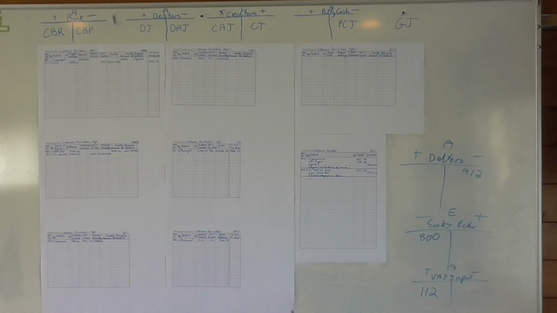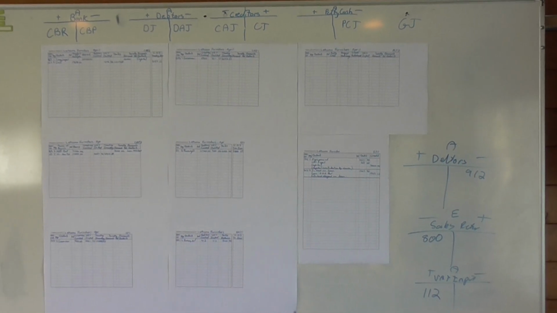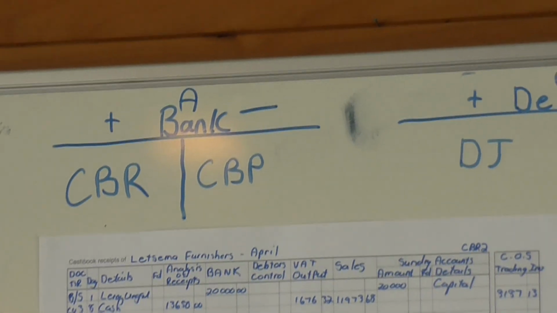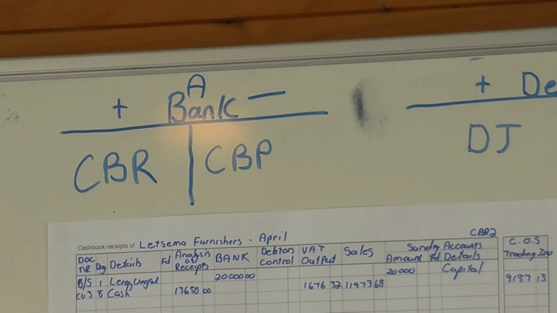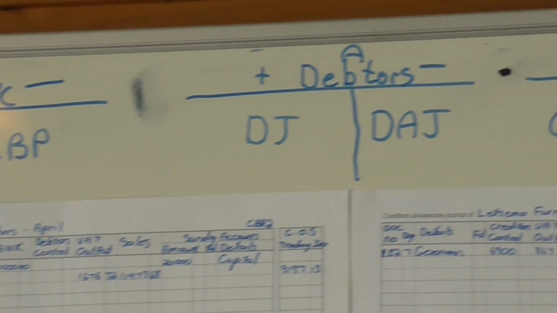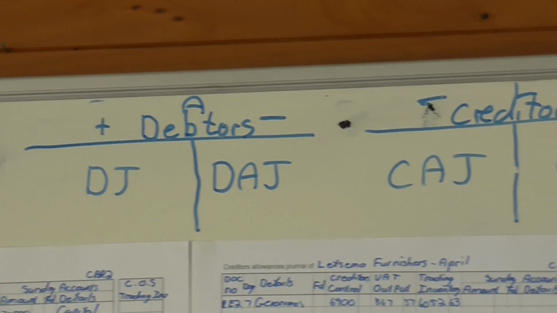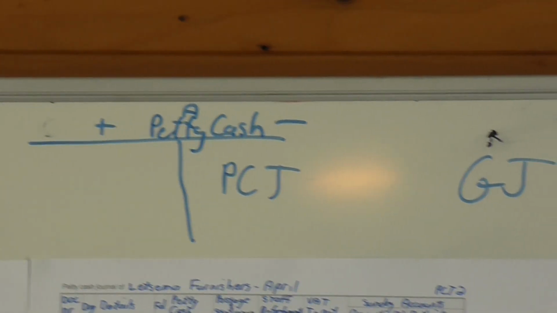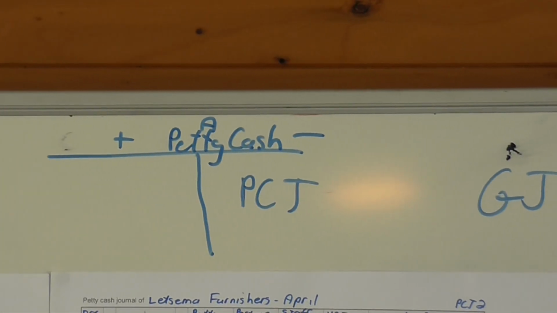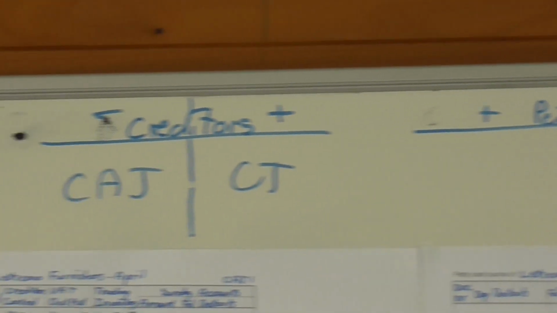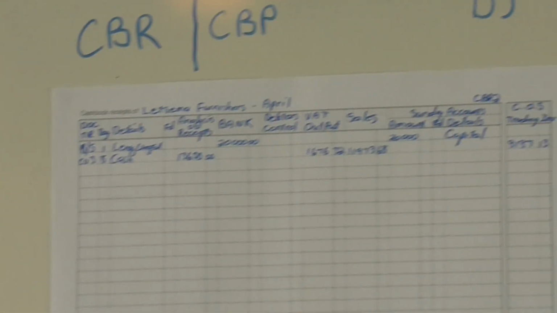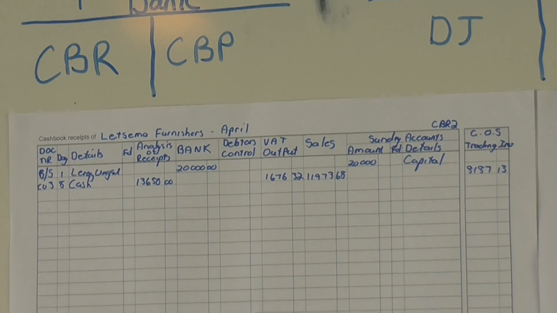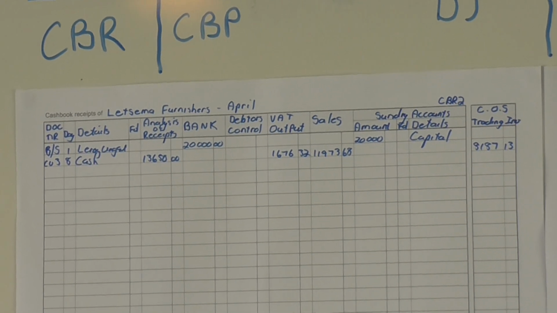I think before I go, I just want to see if, there we go. See, your bank increases, cash book receipt decreases, cash book payments, debtors, creditors, petty cash and everything else goes into your general journal. And then this is what we've done so far. And now you can see the headings of your journals as well.